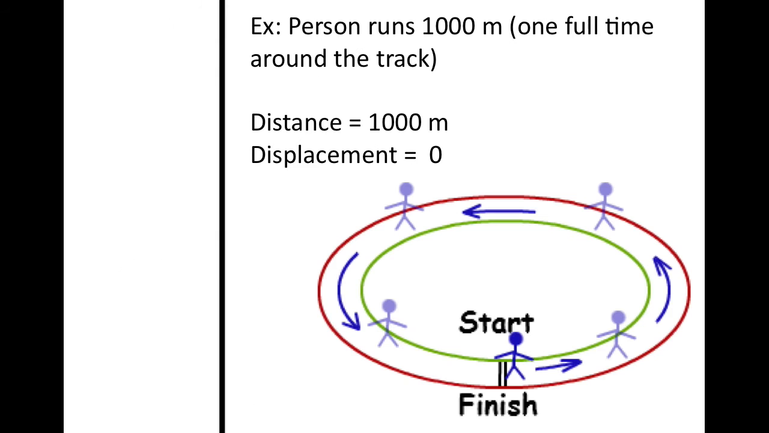So for example, if we have a person that runs 1,000 meters one full time around the track, right? If they run one full time around the track, they will have run 1,000 meters. Displacement is the distance between the start and the finish, which here the person has ended up in the same place they started. So the displacement would be 0.